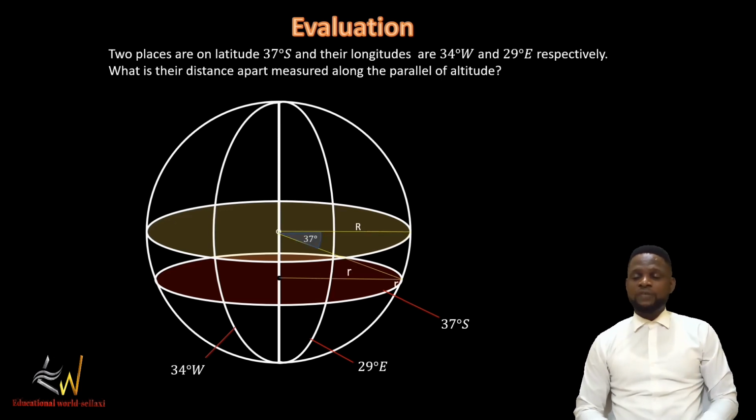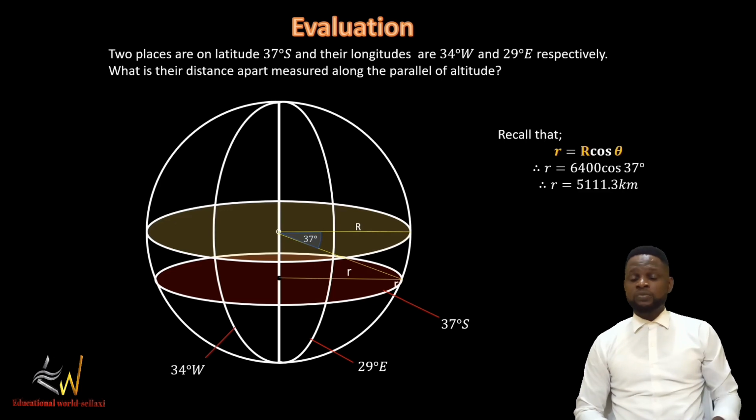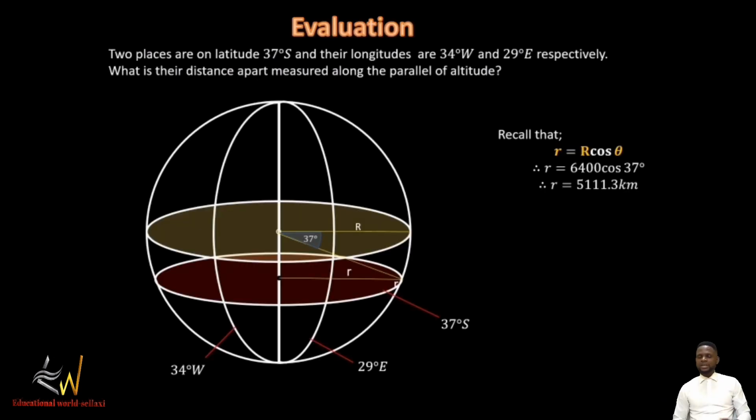So we have to find the radius of latitude 37 degrees south. Like we know earlier, the radius of any latitude is simply the radius of the Earth multiplied by the cosine of the angle of that latitude. Once we have done that, the radius of latitude 37 degrees south is simply 5,111.3 kilometers.